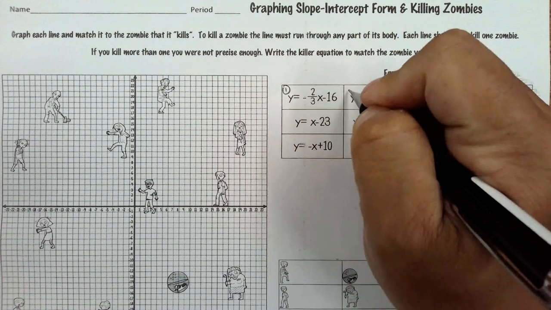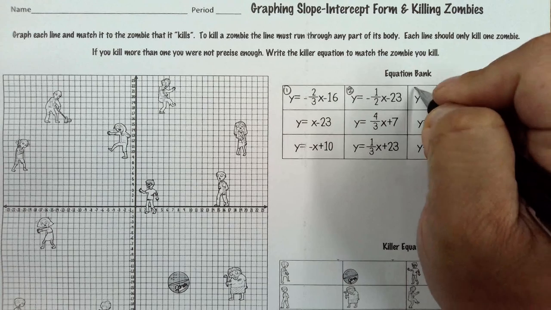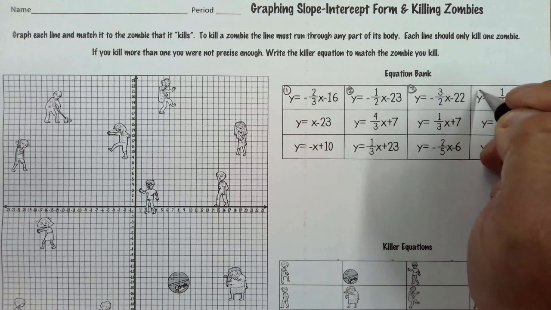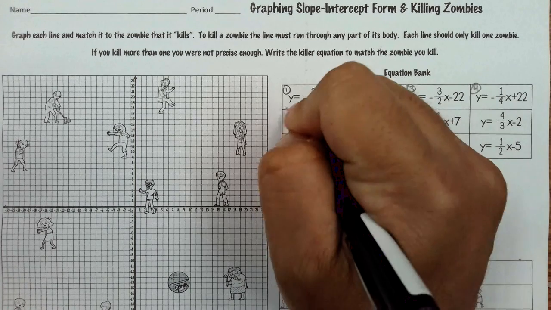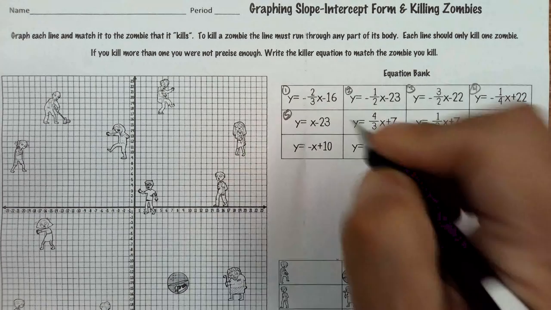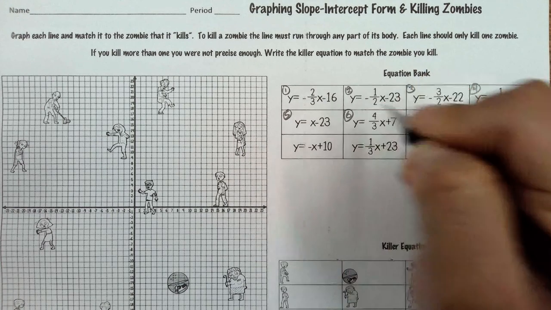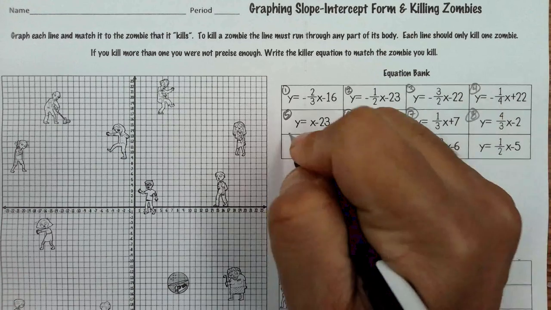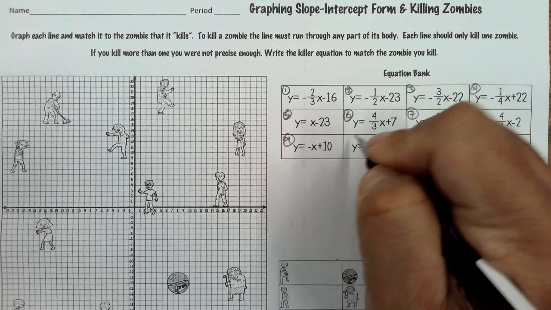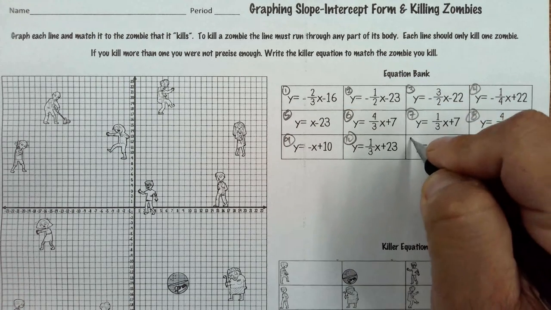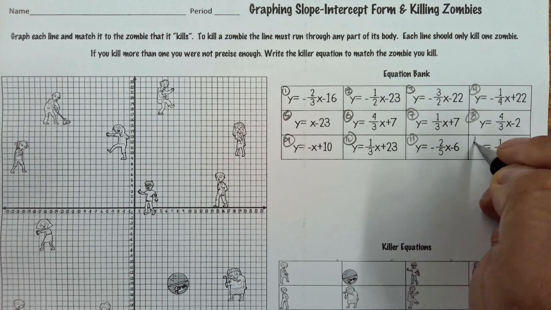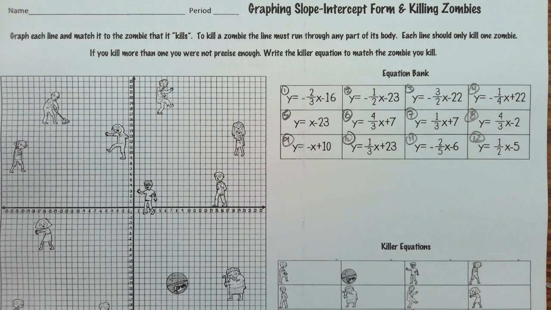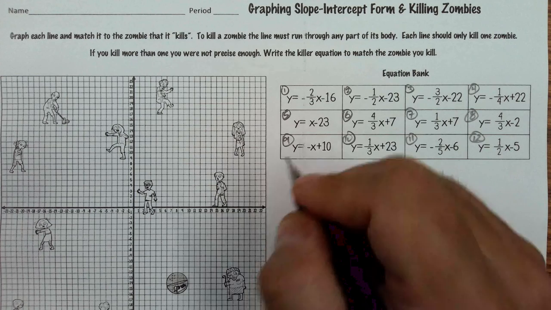So this is 1, 2, 3, 4, 5. Just go row by row counting. 6, 7, 8, 9, 10, 11, and 12. Go ahead and just number them that way. And we're going to start with number 1.